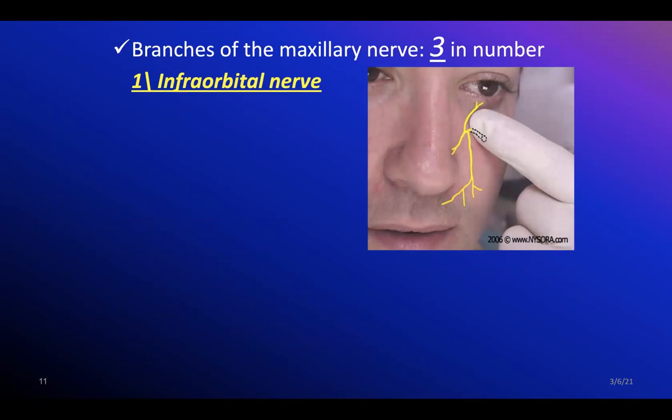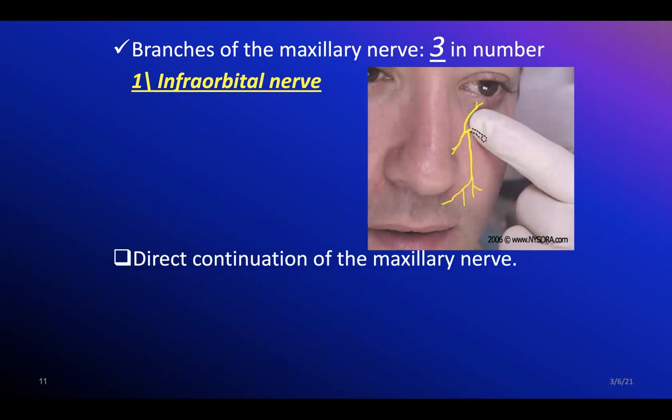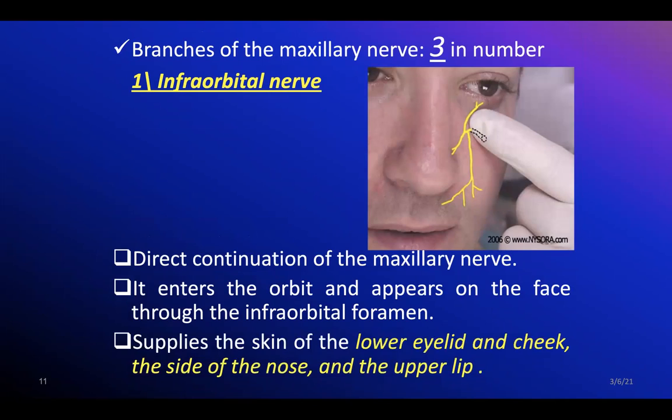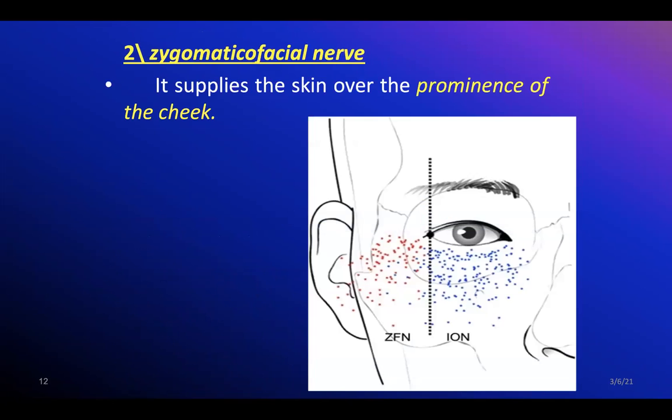the branches. We have the infraorbital nerve, direct continuation of the maxillary nerve, enters the orbit and appears on the face through the infraorbital foramen, supplies the skin of the lower eyelid and the cheek, the sides of the nose and the upper lip. We have the zygomaticofacial nerve, supplies the skin over the prominence of the cheek.